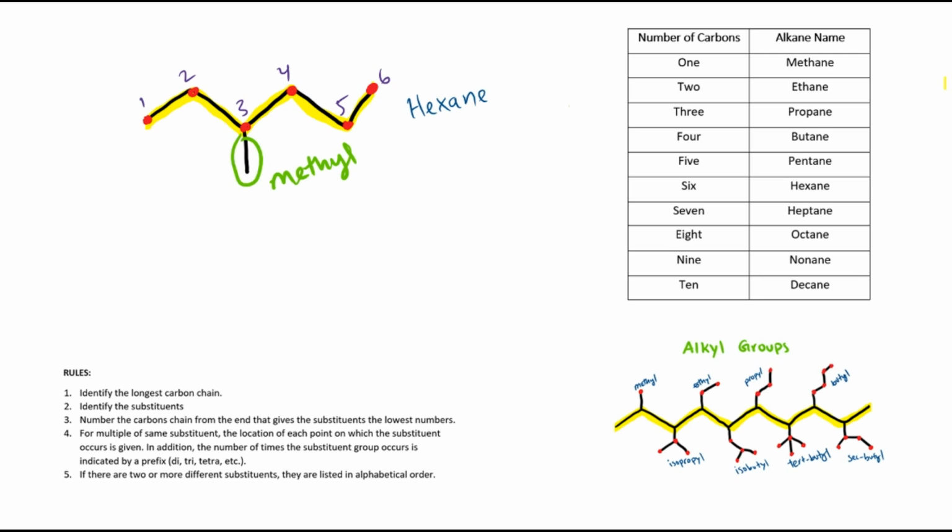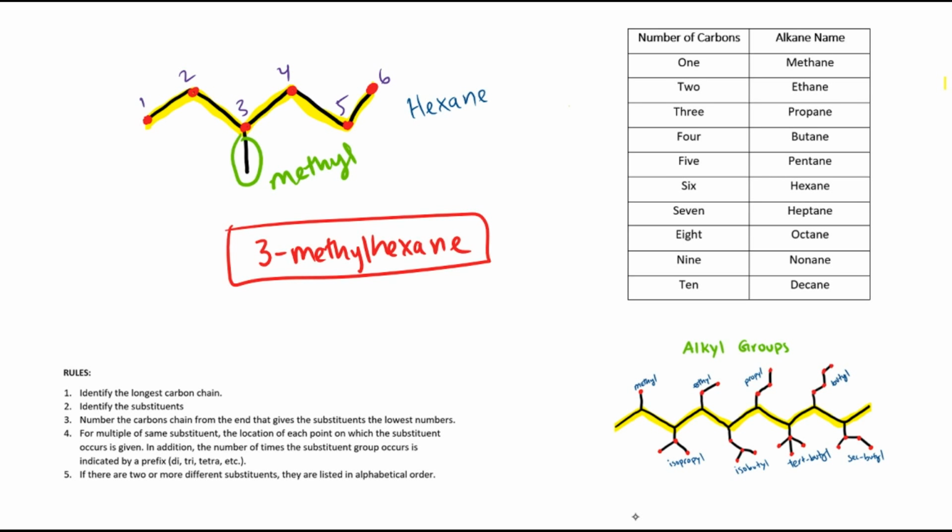Now we know the location of the alkyl group, and all we have to do for our final name is put them together. So this would be 3-methylhexane. This is the final name. The name hexane comes from your parent chain, which is hexane, and the prefix comes from your alkyl group. You must include the location of your alkyl group, which is 3 for this alkane, and there must be a dash between any number and letter that you put. Okay, let's move on to the next example.